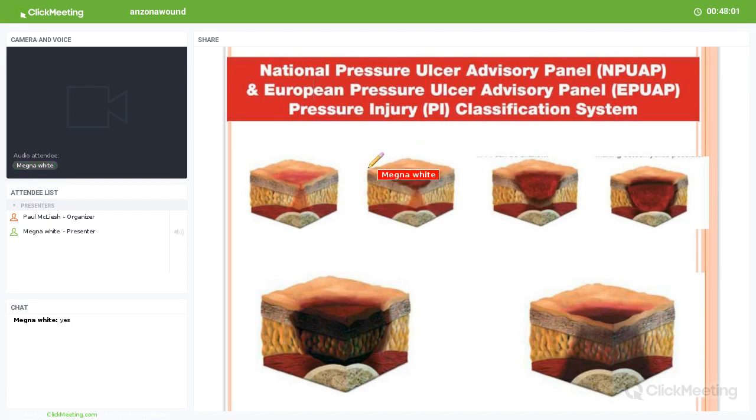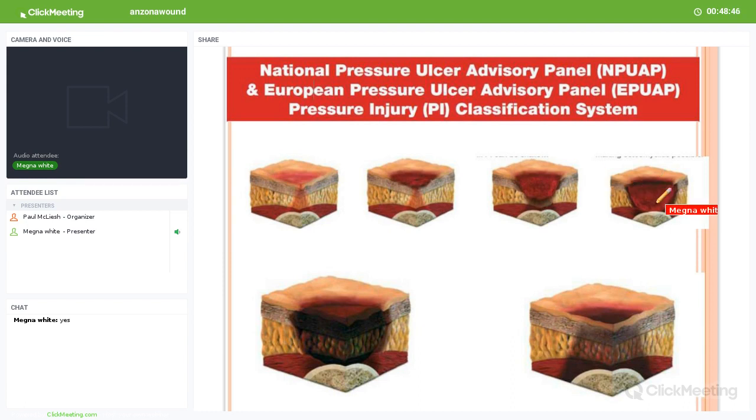Your stage 2 pressure injury is your partial thickness loss of the dermis. It usually presents as a shallow open wound. It doesn't generally have slough associated with it, or it may present as a blister, especially around the heels. Then you move on to your stage 3. So this is your full thickness tissue loss. Generally, your subcutaneous tissue may be visible, but bone, tendon, or muscle are not exposed. Slough generally is present, but does not obscure the depth of tissue loss. Sometimes this can include undermining and tunneling as well.